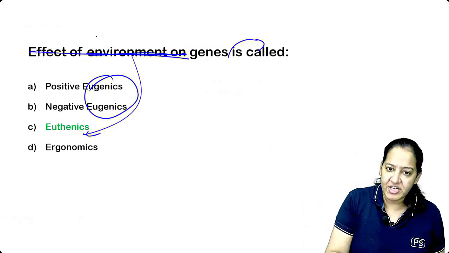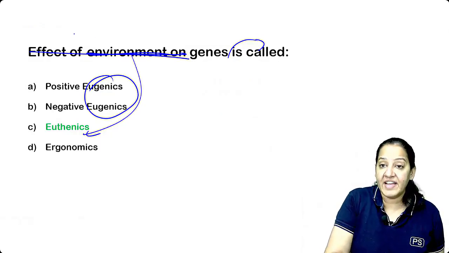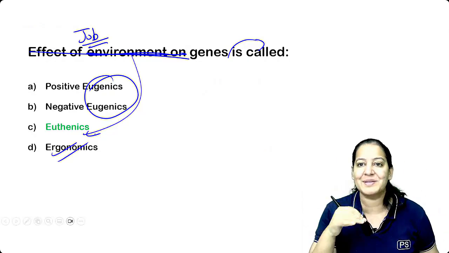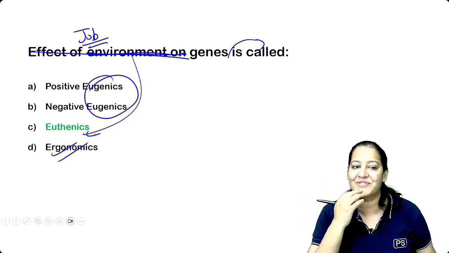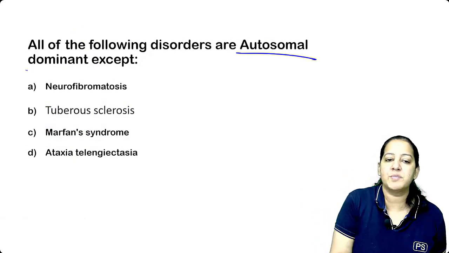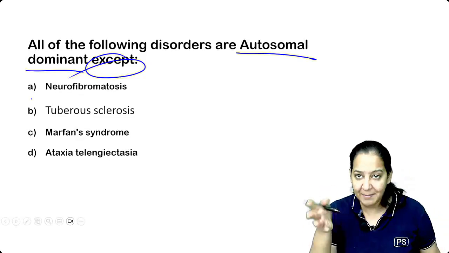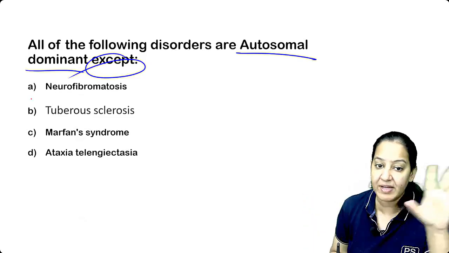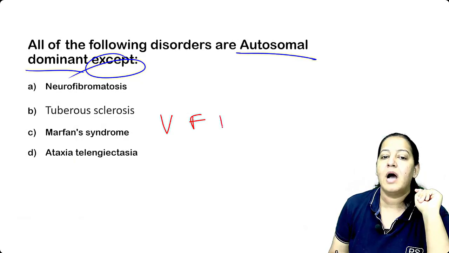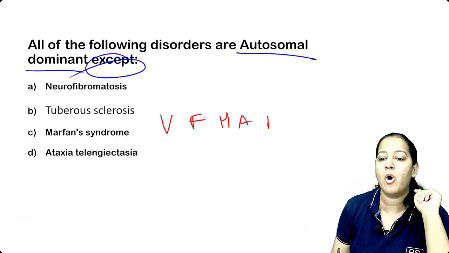If I further change the question to fitting the right person to the right job, the answer will become ergonomics. So the terms look similar, but the question is different. Their meaning is different. How many of you got it? The next question. All of the following are autosomal dominant except. So tell me the mnemonic of autosomal dominant. Which of the following is not autosomal dominant? The mnemonic is WO, familial hypercholesterolemia, autosomal dominant.